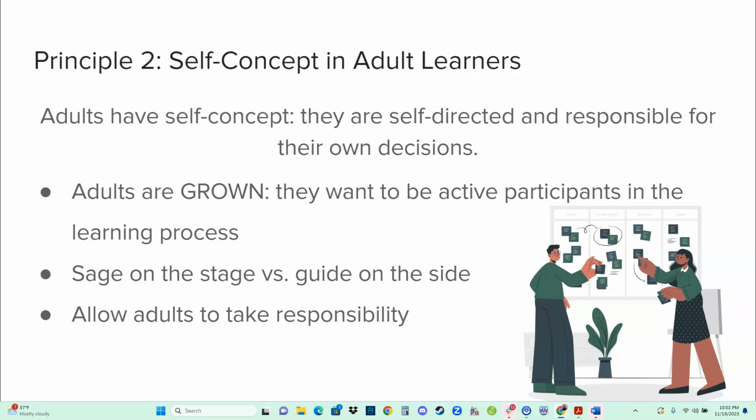Let's say you want them to use technology or not. You want them to create a poster. Do you want them to get in front of people? Do you want them to lead a group activity? There's lots of ways that you can allow them to take the responsibility, provide them with a sense of autonomy, so that way they can make their own choices. And this can be a very powerful way to motivate our adult learners.